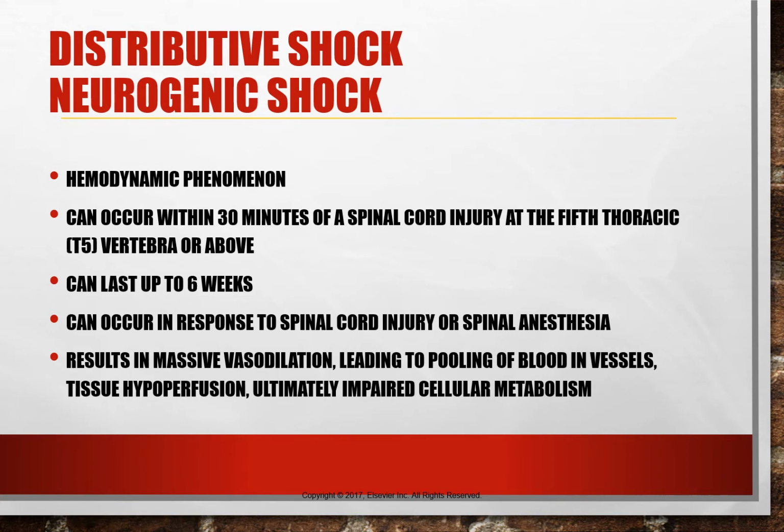It happens within 30 minutes of a spinal cord injury, typically at higher level spinal cord injuries. So we're looking at T5 and above, and then all of the cervical injuries. It can last up to 6 weeks. It can also happen in response to a spinal cord injury or spinal anesthesia. So it results in massive vasodilation. Initially, the skin might look kind of flushed from that vasodilation, and then tissue hypoperfusion, ultimately impaired cellular metabolism, so switching to anaerobic metabolism.